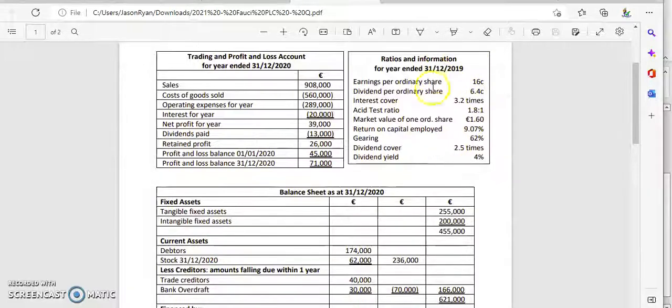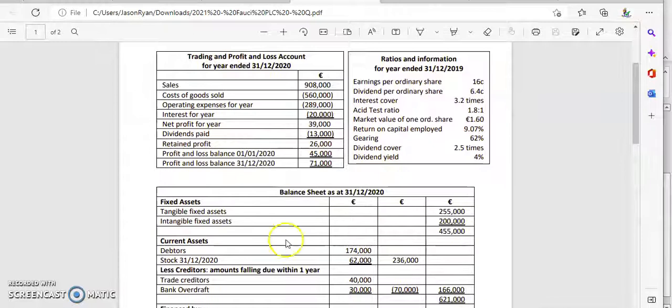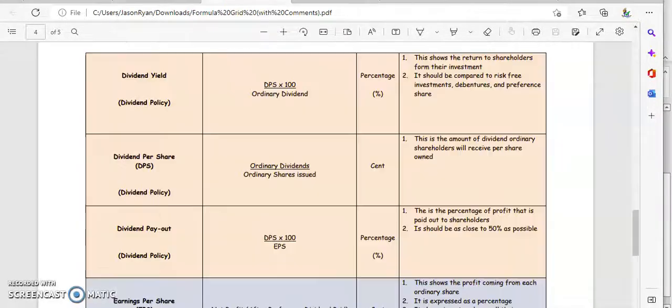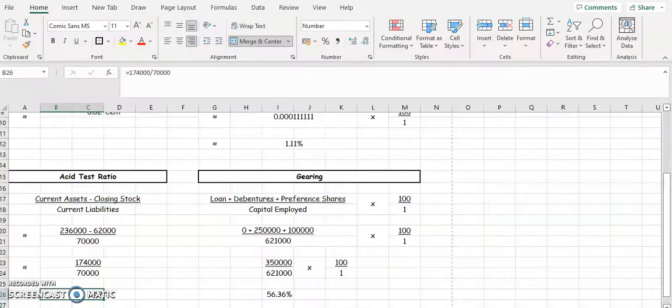Your next item then, as you work down along, is going to be your gearing. So this year, your gearing ratio then, we know that there's 2 different types of gearing ratios that we can use. So we got your total capital, which is your capital employed, or your equity capital. So I'm going to use this one here. Your total capital, which is your loan plus debt plus preference shares divided by your capital employed, multiplied by 100/1.